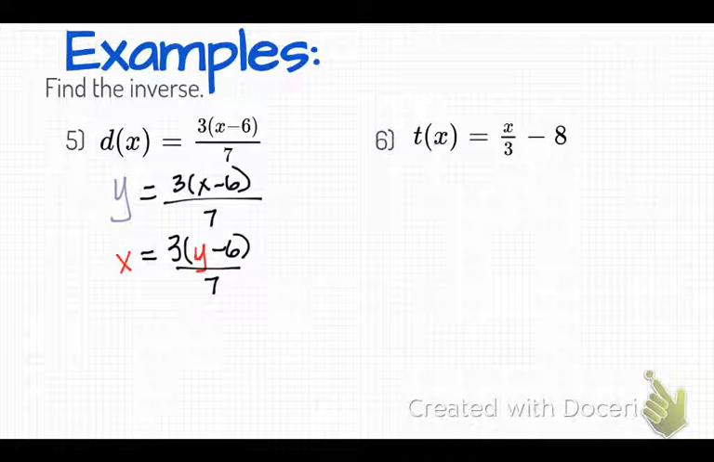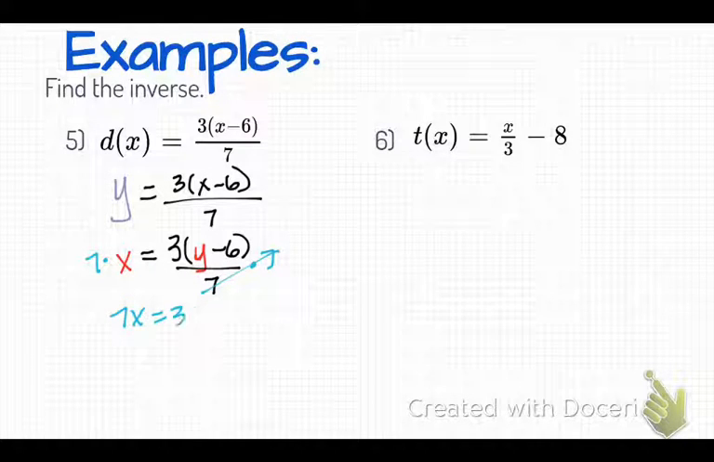Okay, now I multiply by 7, and I get 7x equals 3 times y minus 6. Do I need to distribute the 3 through my parentheses? No. If you do it, you'll actually be making more work for yourself. So what should I do instead? Why do I divide? To get right, but why am I dividing by 3? Because I'm multiplying. Thank you.